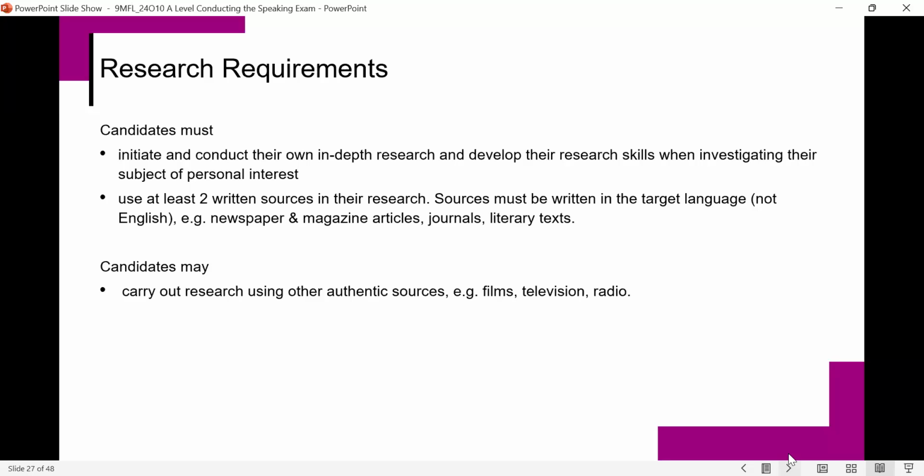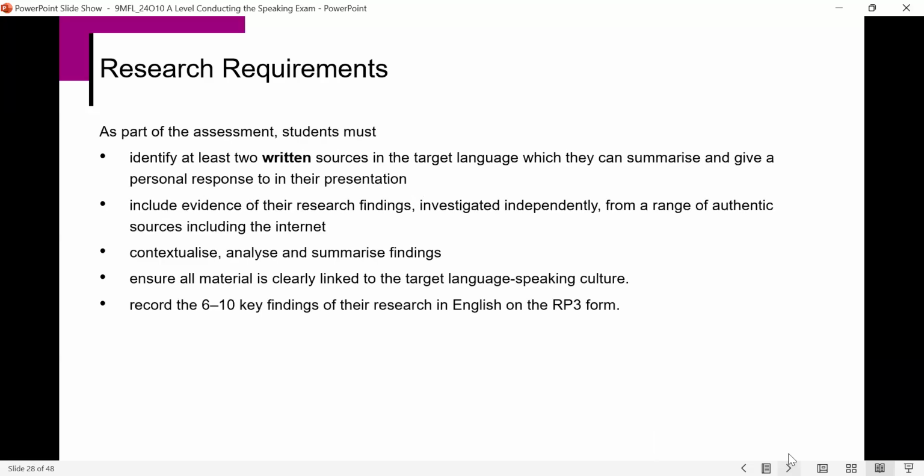On their form, their RP3 form, which we'll have a look at again in a moment, they're expected to tell us what their sources are. So we have that check.